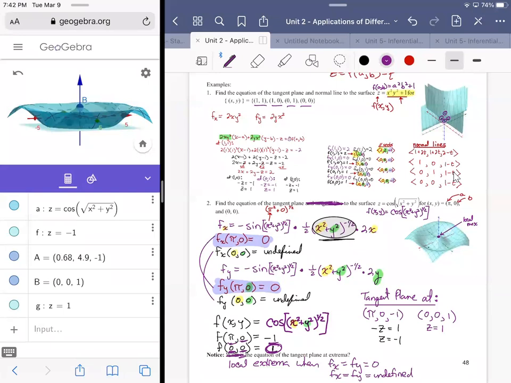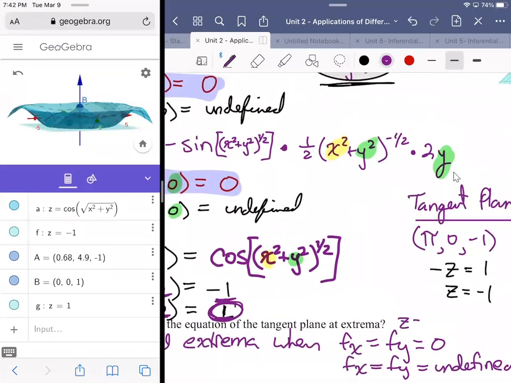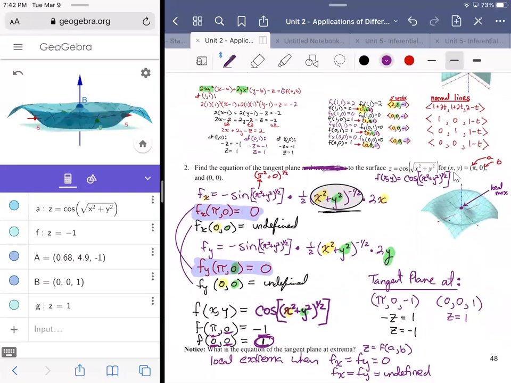And actually the notice part, well, I could even leave that. If z equals f of a comma b. Right? So the equation of a tangent plane at the extrema is going to be in the form of z equals f of a comma b.